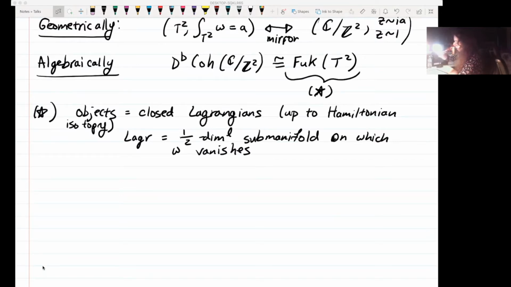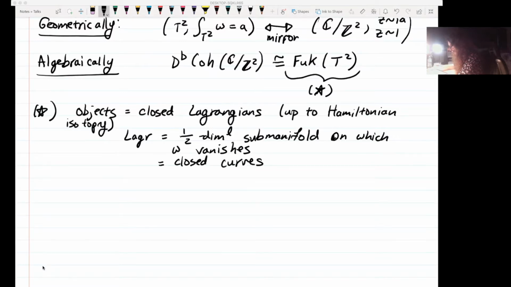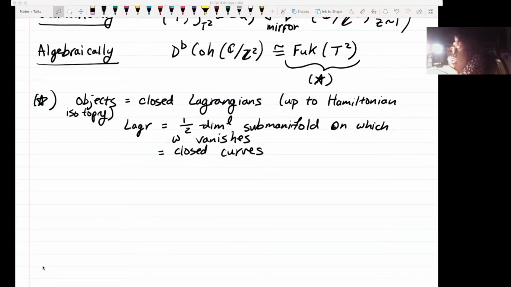Locally, it's like R^n versus i times R^n. So in this case, this is just going to be closed curves. Anything one-dimensional on a surface only has one tangent direction that we plug into the symplectic form, and the symplectic form is an alternating form.